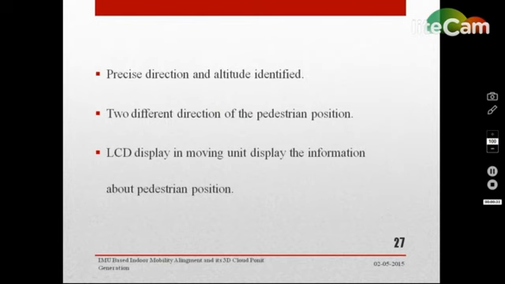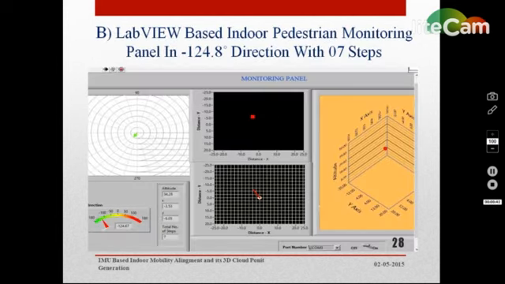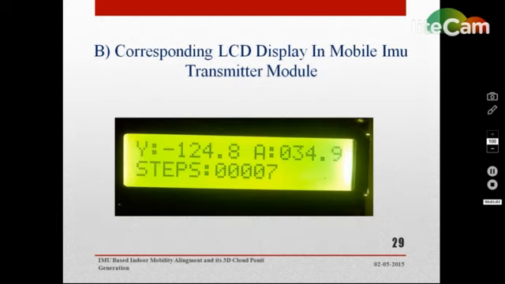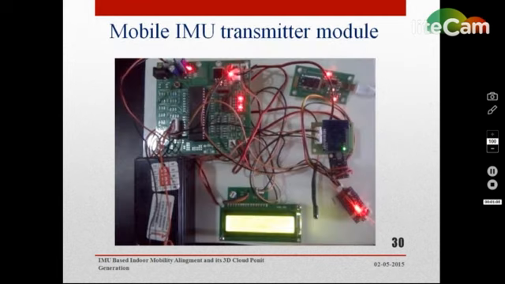The two different directions of pedestrian position are shown in figure A and figure B, which is coming next. An LCD display in a moving unit displays the information about the pedestrian positions. This is figure A, which shows a different direction and different steps from the previous one. Here it shows minus 124.8 degrees with 7 steps. The direction, attitude and steps have been changed, and we have checked with various degrees and directions, and the corresponding LCD display for a previous step angle has been shown here.